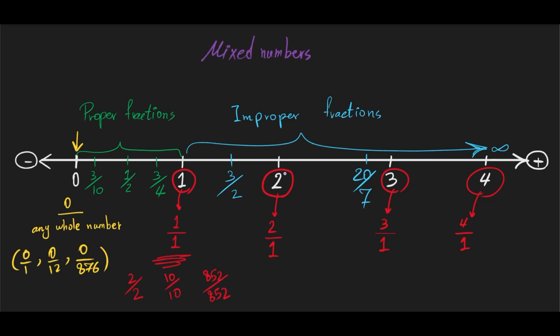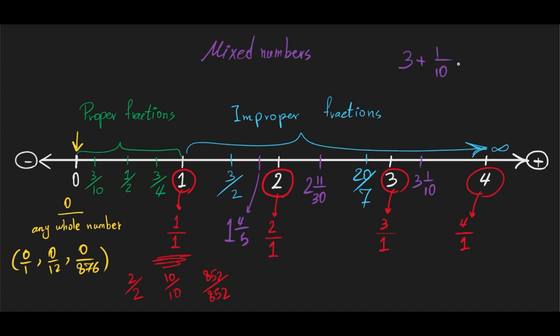Lastly, we have mixed numbers. And just like improper fractions, mixed numbers are also greater than 1. And these include things like 1 and 4/5, 2 and 11 over 30, or a bigger one like 3 and 1 over 10. So what makes something a mixed number is that it is just a whole number added together with a proper fraction. Isn't that cool?